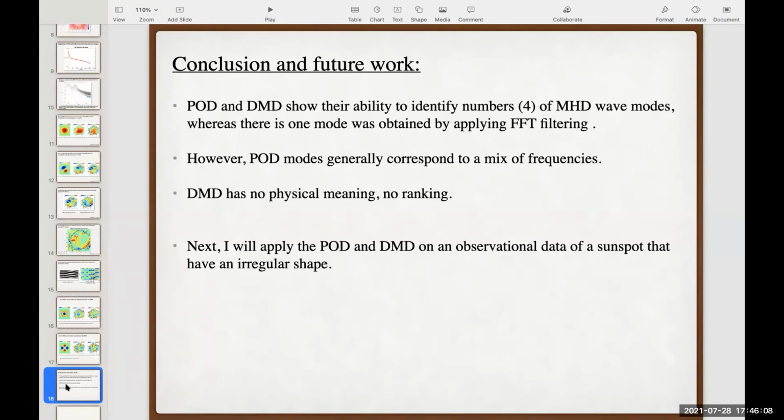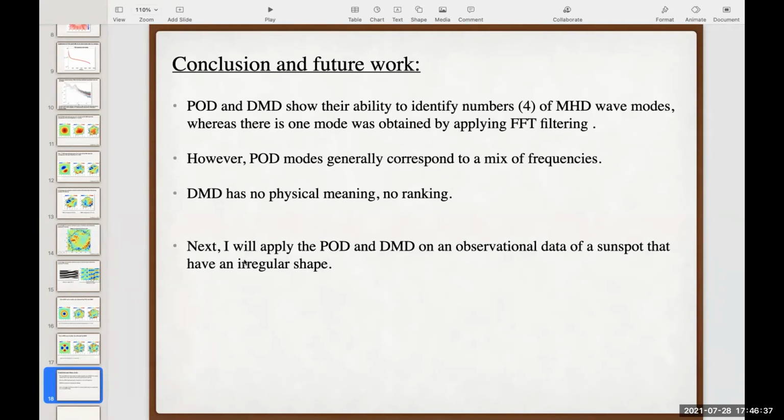In my future work, I'm going to apply these two techniques on observational data of a sunspot. You can see here this sunspot that I have analyzed. It has a shape close to a circular shape, but in the future, I'm going to apply it on an irregular shape.